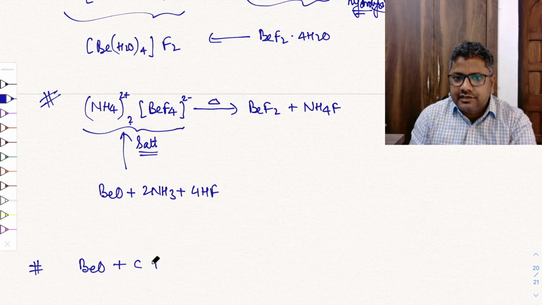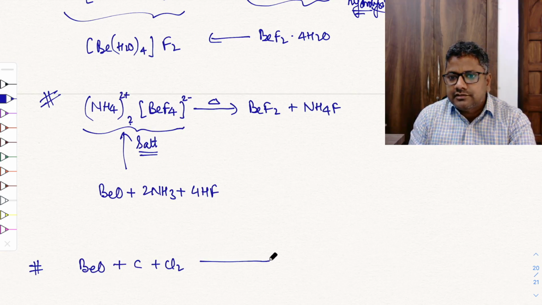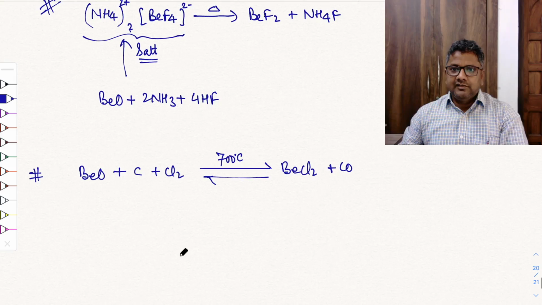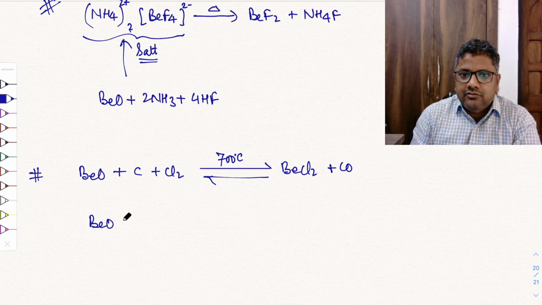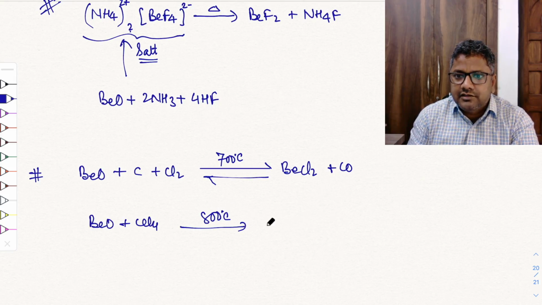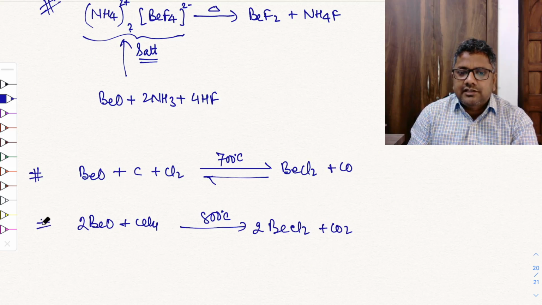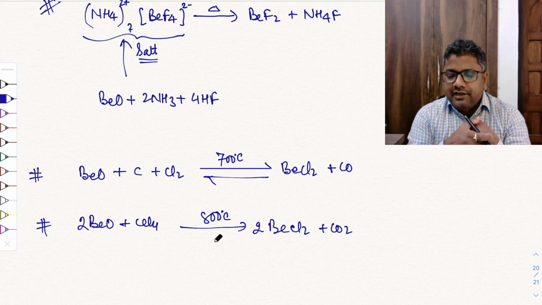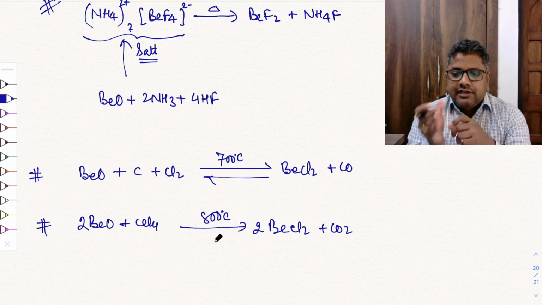So this you can prepare at 700 degrees Celsius temperature, and you get BeCl2 plus CO, right? And BeO plus CCl4, if you heat at 800 degrees Celsius, then you will get BeCl2 plus carbon dioxide. So these are some indirect methods of preparation of chloride and fluoride of beryllium, and in anhydrous state you can prepare this.